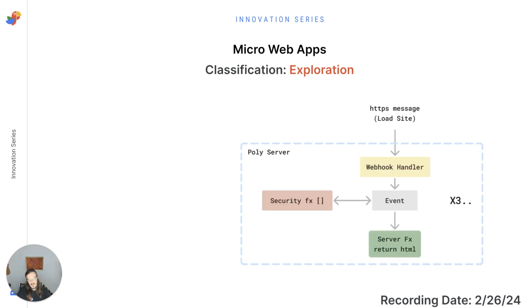The way this works is that we would have another HTTPS message representing loading a website. That's going to be listened to again by our webhook handler. You might have seen this in other demos. It's really just a general purpose component for receiving web events. What that webhook handler does is it raises an event, which then could go through security functions, which I've covered in different videos, so I won't get into that. Think of it as you have a way to review that event before it's acted upon by the server function. And then using our triggers, it's passed down to a server function, which then returns back HTML.